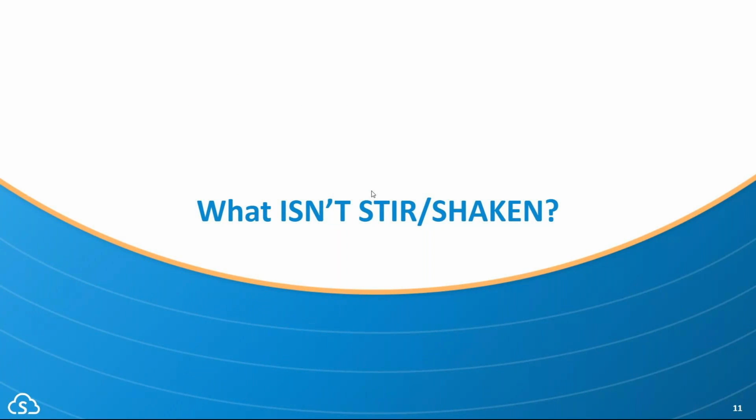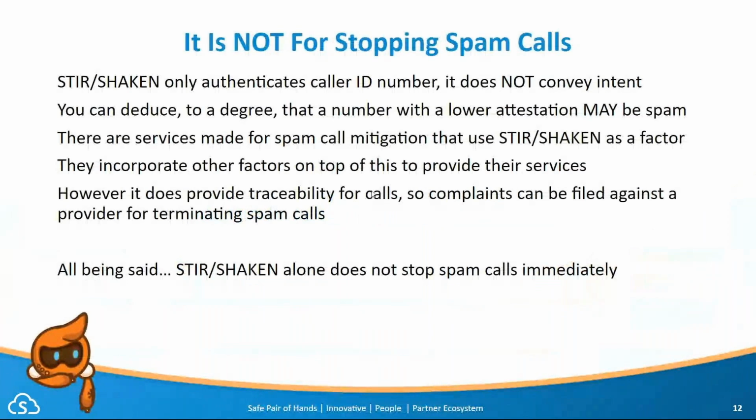What isn't STIR/SHAKEN? It's not for stopping spam calls as much as some of us may want to think that or hope that. STIR/SHAKEN only authenticates caller ID number. It does not inherently convey intent. A spammer can still technically send you a call with a valid caller ID number that they're allowed to, signed with an A-level attestation, and that would be a gold standard call, but it can still be a spam call.